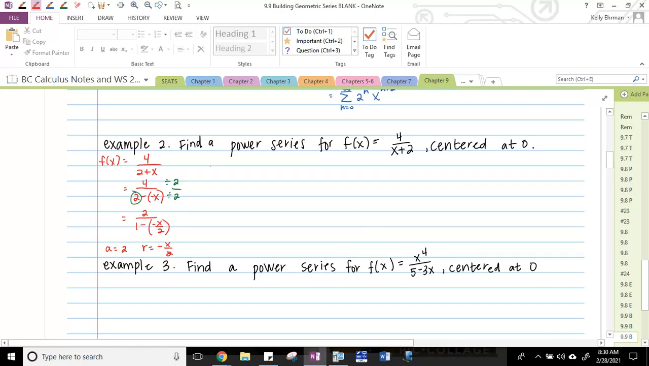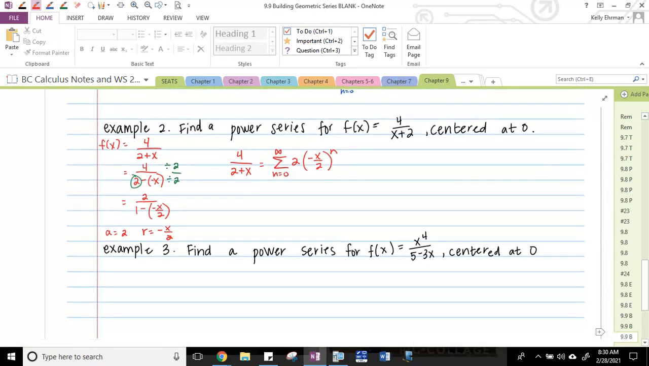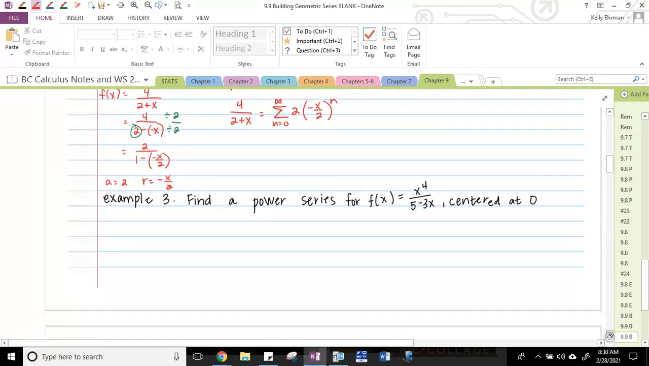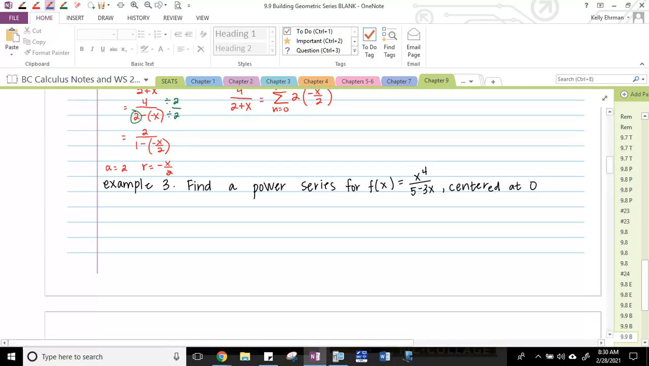And so now I know that 4 over 2 plus x has a power series from 0 to infinity of a, which is 2, times r, negative x over 2, to the n power. And again, we could do an interval of convergence for that. I'm not going to simplify it at all, but that's my power series. All right, let's look at this one.